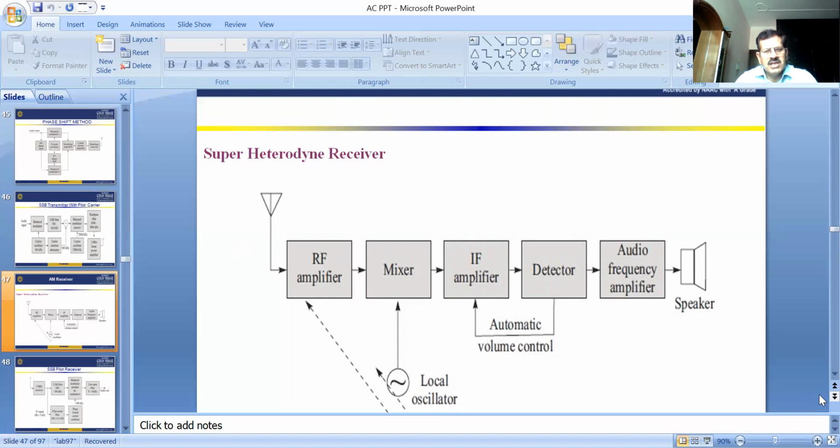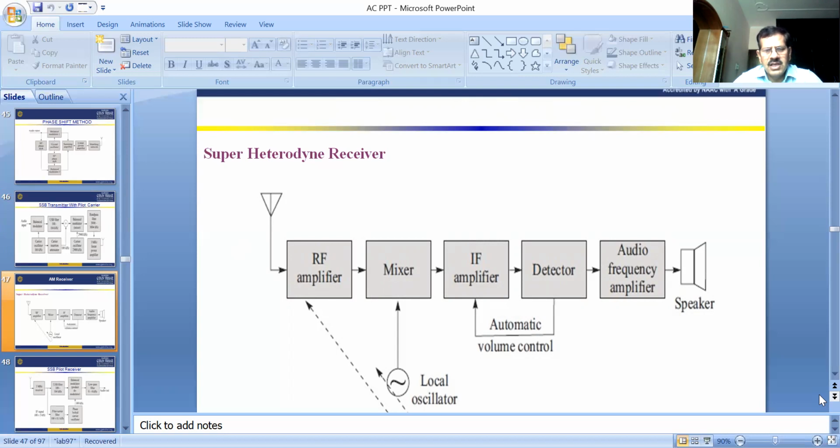This antenna receives the signal from free space in the form of electromagnetic waves, and this signal is applied to the radio frequency amplifier. The function of the RF amplifier is to increase the strength of the received signal, and then this signal is applied to the mixer.